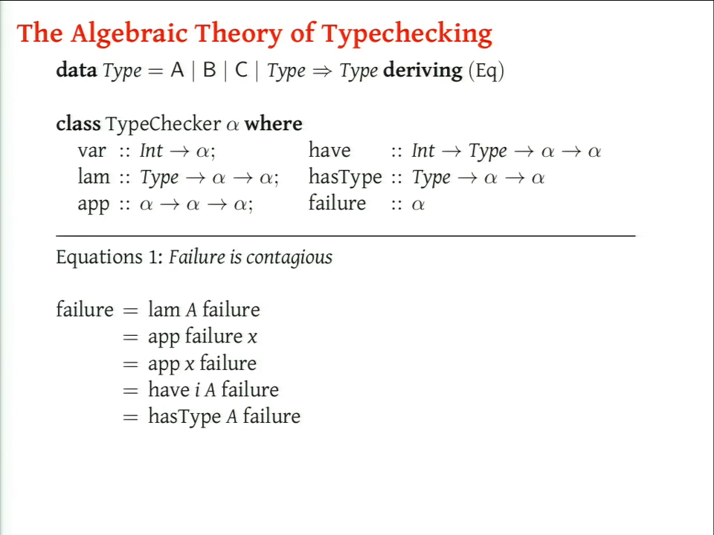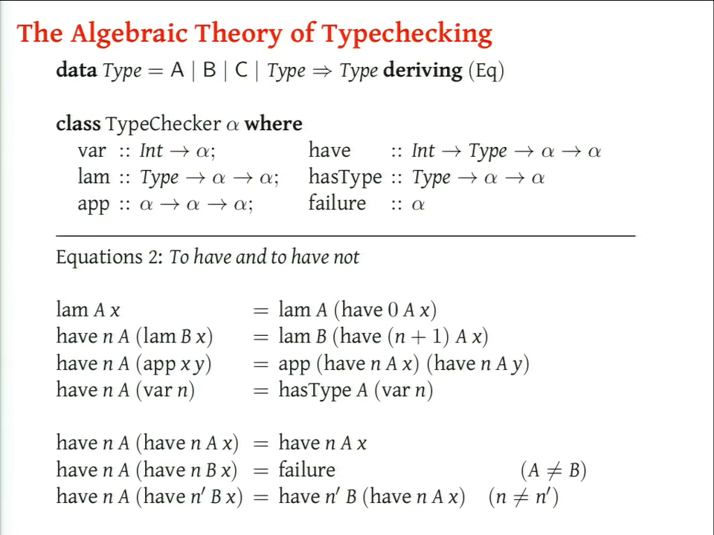And the first set of equations is kind of straightforward. Just failure is contagious. If failure happens anywhere in the type checking process, then it bubbles all the way up to the top, and the whole process fails. And you could think of a more user-friendly version of this, where as the failure is bubbling up towards the top, it starts to add error messages to talk about the provenance of where that happened in the term.